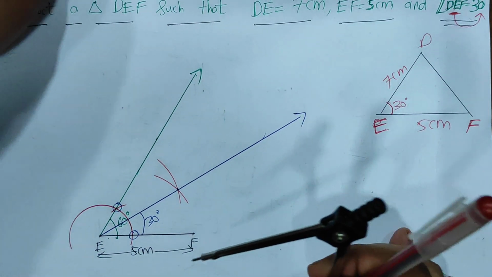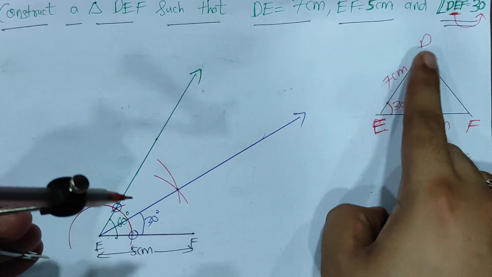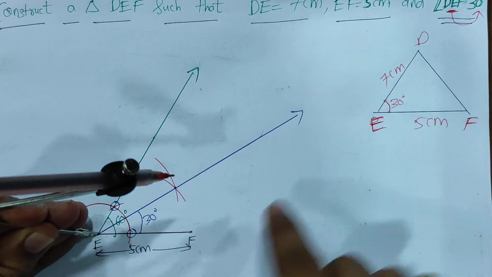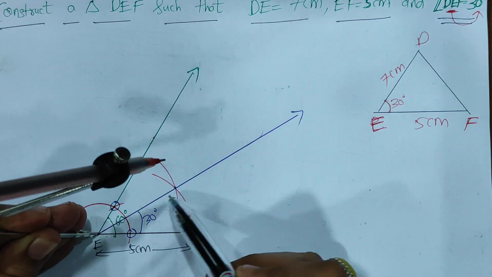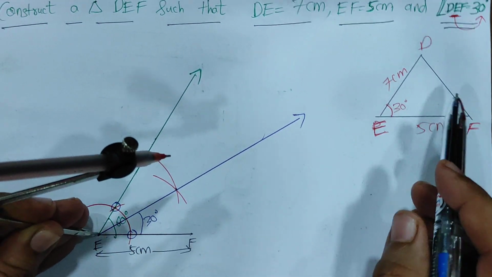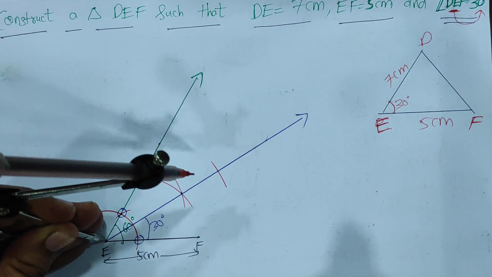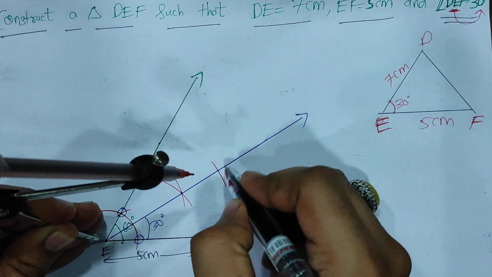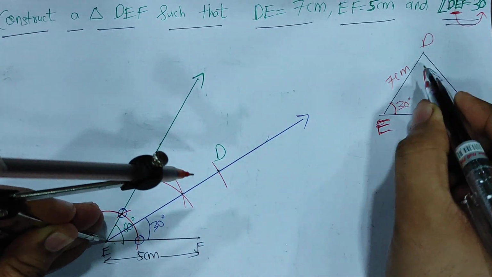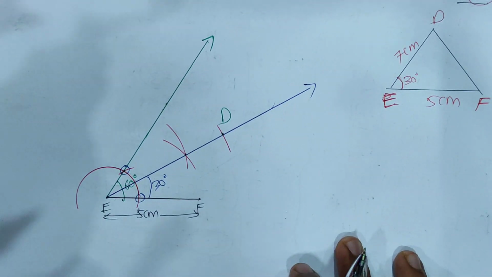Okay, and from E to D is 7 centimeter, keeping at E. And now not this one green color, on this blue color, because this is 30 degree. I'll cut an arc over here, please. And where the arc gets cut over here, this is point D. So this point is point D now. Understanding this point, like this we have to do it.